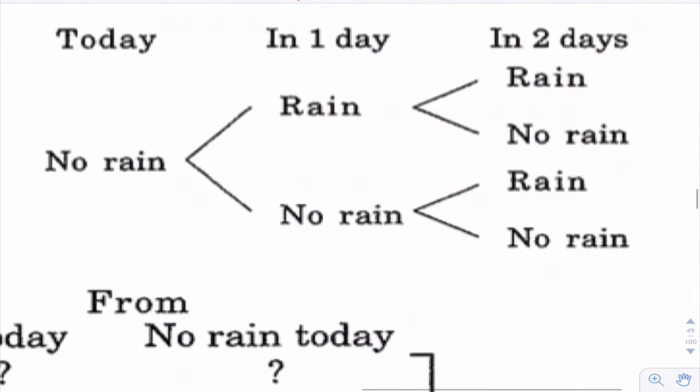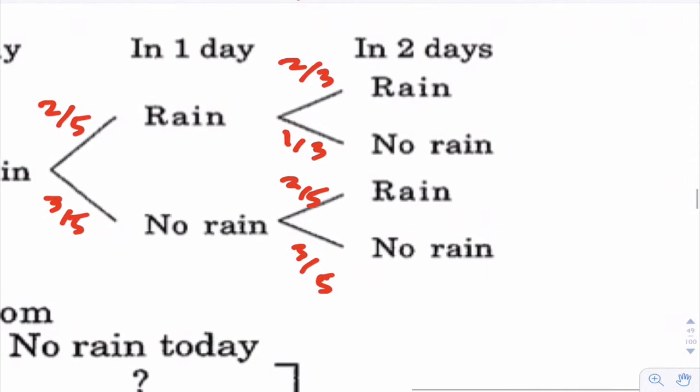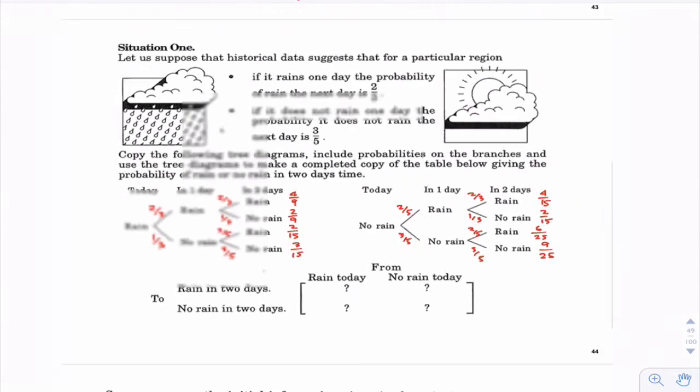Now, if we're saying that it's not raining today, then the chance that it's not going to be raining tomorrow is 3/5. So 2/5 the chance that it is. And now if we look at the top row, if it's raining in day 1, there's a 2/3 chance it'll be raining the next day. If it's not raining, 3/5 and 2/5. Okay, you get the idea. So top one here is 4/15. Second one here is 2/15. This one here is 6/25. And the bottom one there, 9/25 if I multiply those probabilities.